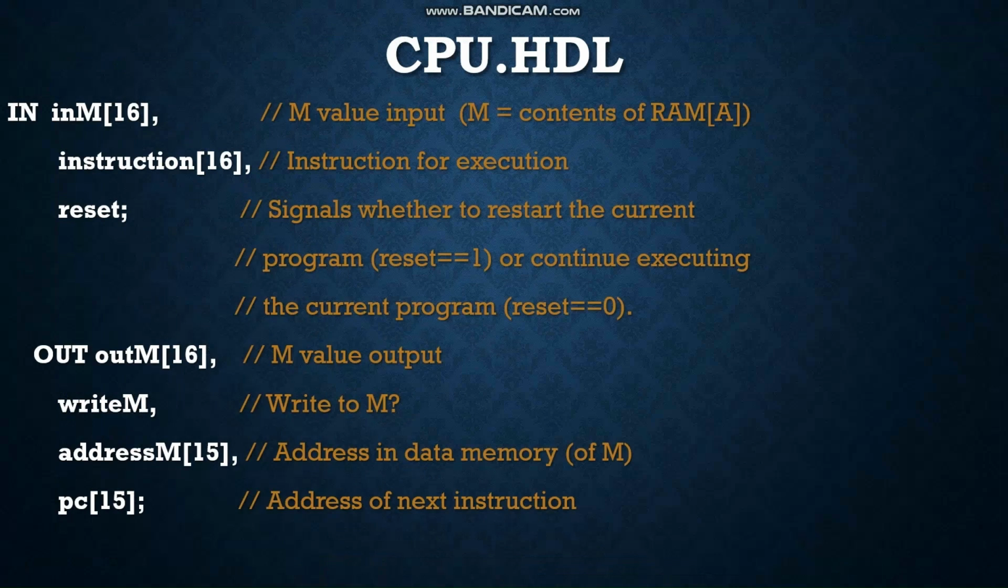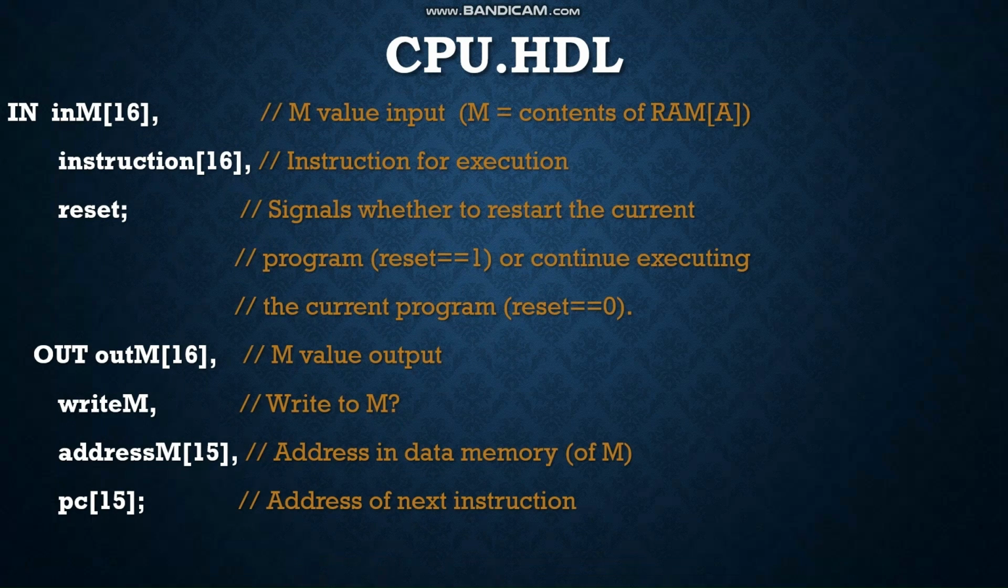So this is the first part of the code which I'll be explaining. This is the header section. So these lines define the inputs and outputs to the CPU. The inM is the input value, instruction is the instruction for execution, and reset is a signal to either restart or continue the current program. The outM is the M value output, writeM is a flag indicating whether to write to M, and addressM is the addressing of data memory M, and pc is the program counter, the address of the next instruction.